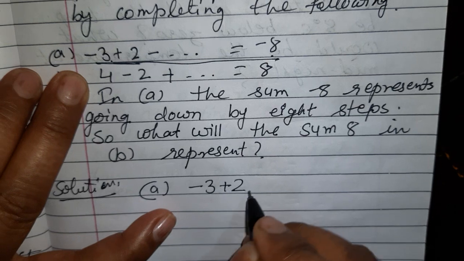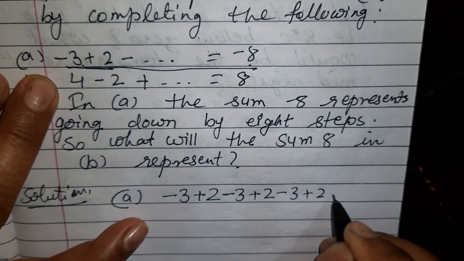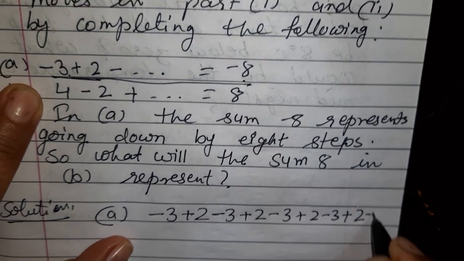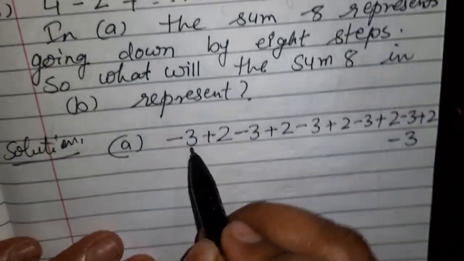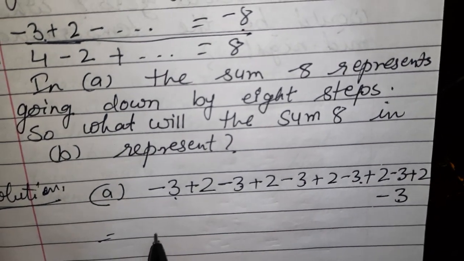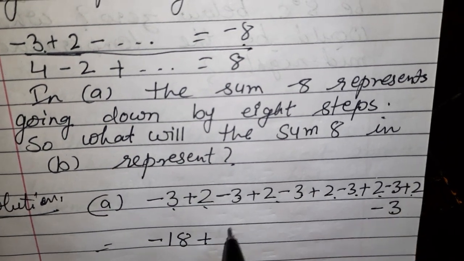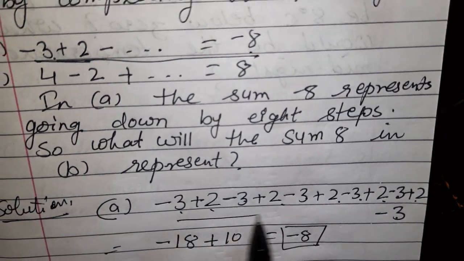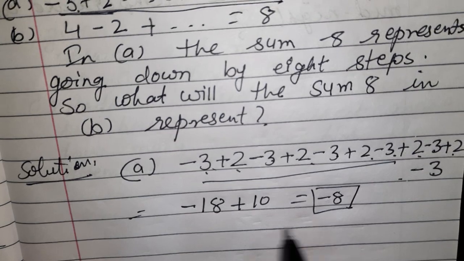So let us do minus 3 plus 2, then again minus 3 plus 2, again minus 3 plus 2, again minus 3 plus 2, 1 2 3 4, again minus 3 plus 2, and again minus 3. See how many 3s? 1 2 3 4 5 6. So 6 threes are minus 18, and plus 2 five times, 1 2 3 4 5. So what answer are you getting? Minus 8. So this is the series when you are adding minus 3 six times and 2 five times.